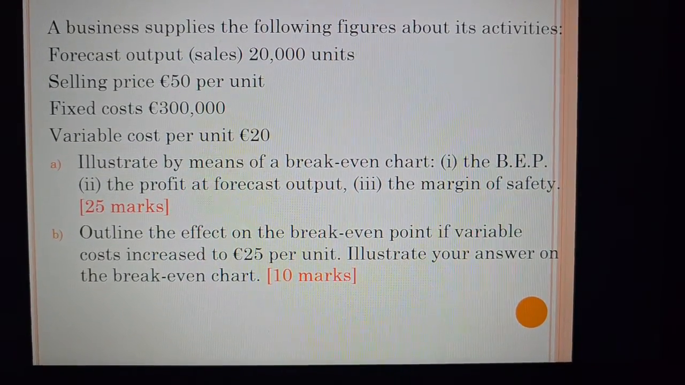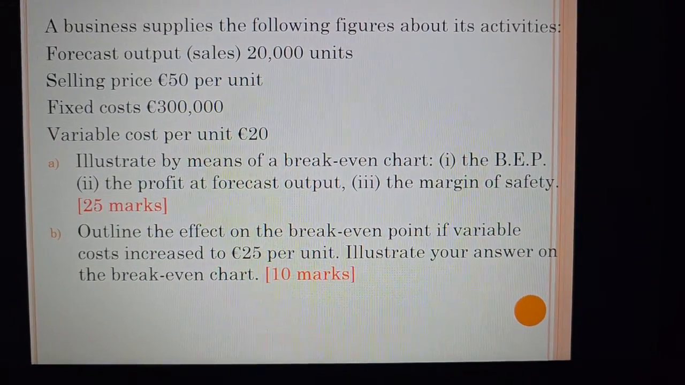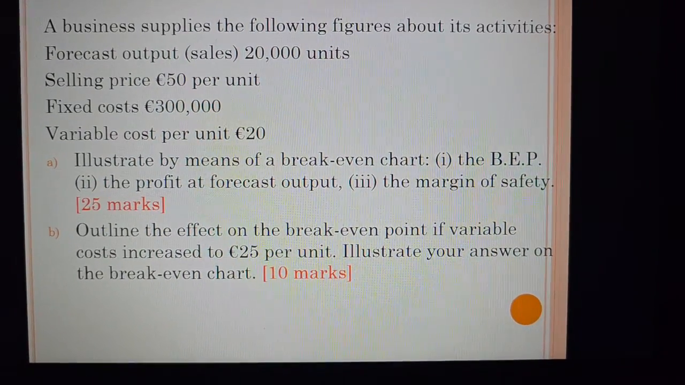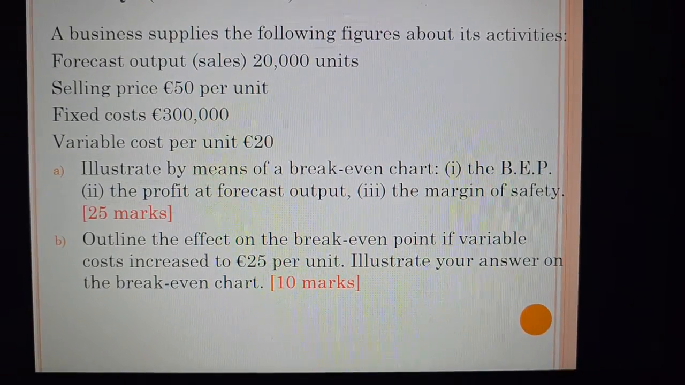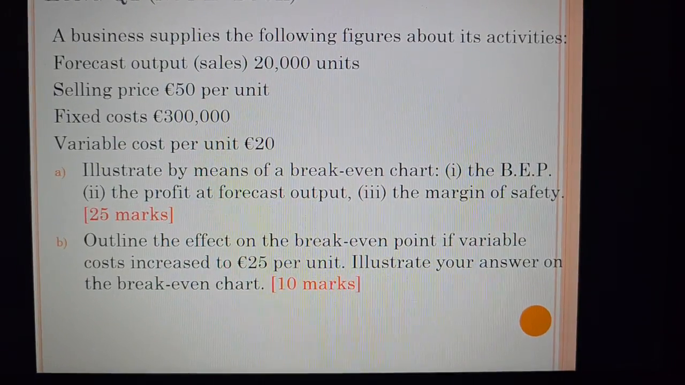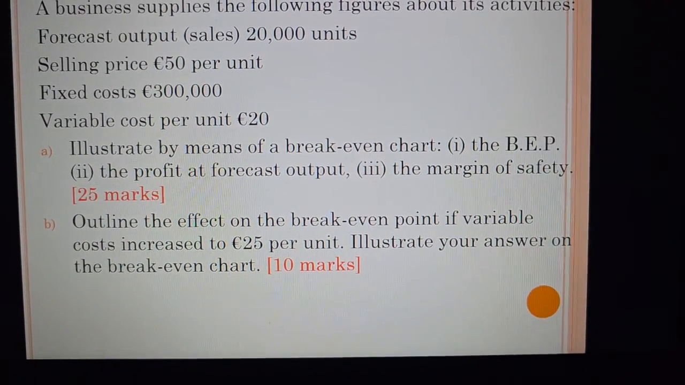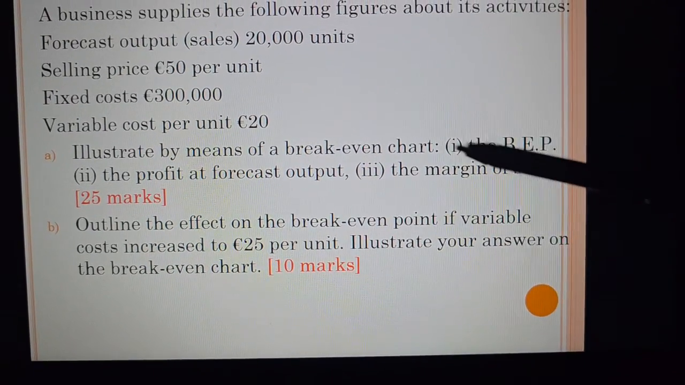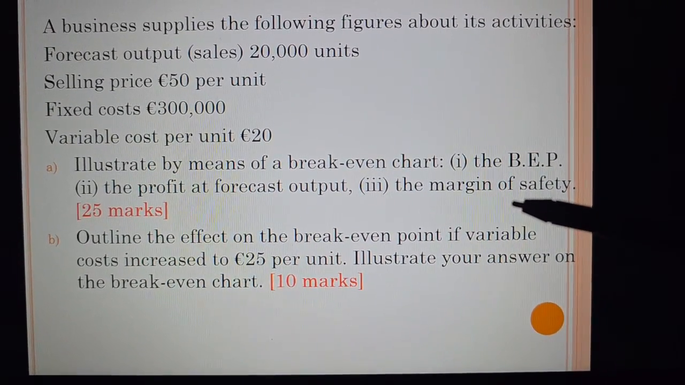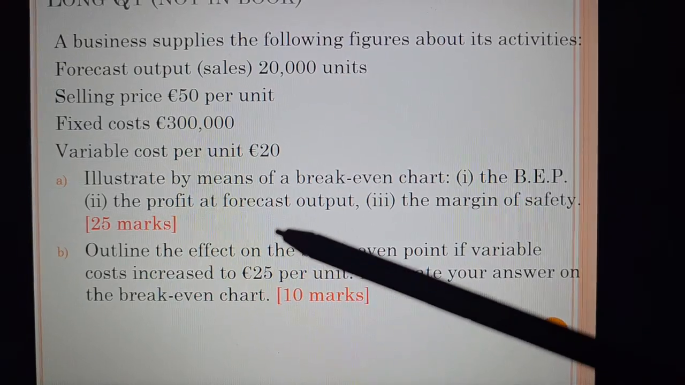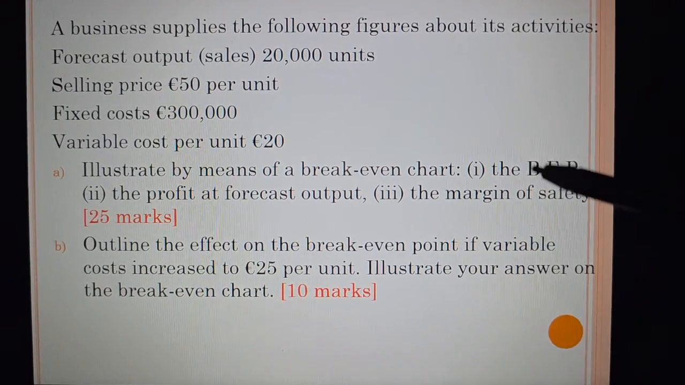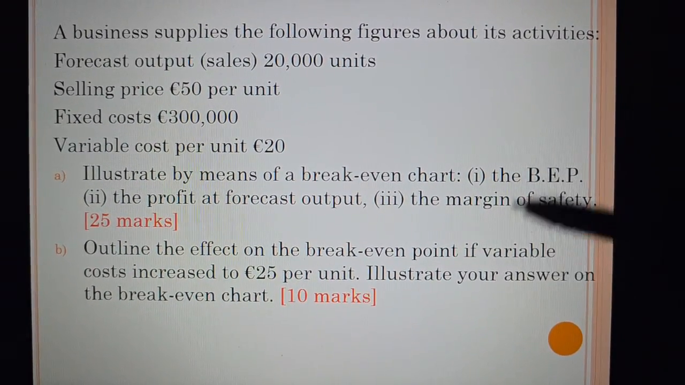Illustrate by means of a break-even chart. So they want you to draw a break-even chart, and on it they want you to show where the break-even point is, where's the profit at the forecast output, and what's the margin of safety, or where is it? So not only do you have to show it on a break-even chart, you also have to calculate those 3 things as well, which is what we've been used to doing. That's going to get you 25 marks, your calculations and your graph.